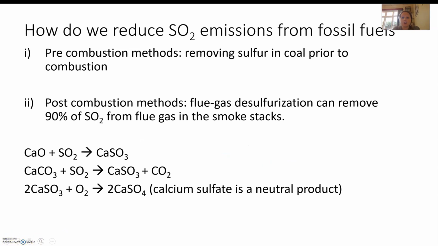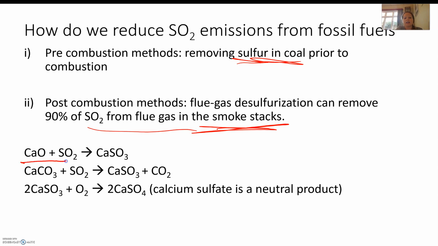So how can we reduce SO2 and NO emissions? So this slide's talking about SO2 emissions from fossil fuels. A lot of research has gone into how we can remove the sulfur in coal prior to it being burnt. So that's one way. And another method is the post-combustion method. Once it's been combusted, they use smoke stacks to remove the SO2, and what that means is they basically do side reactions to produce harmless products or neutral products.